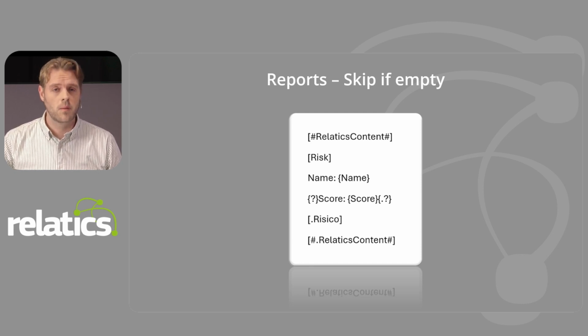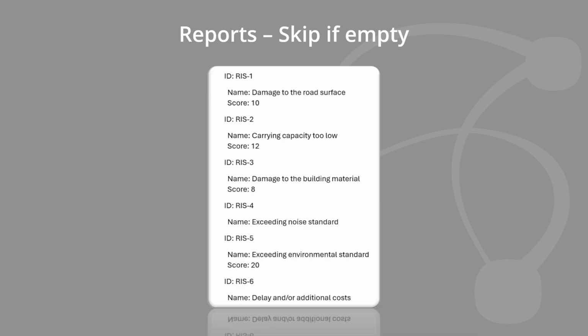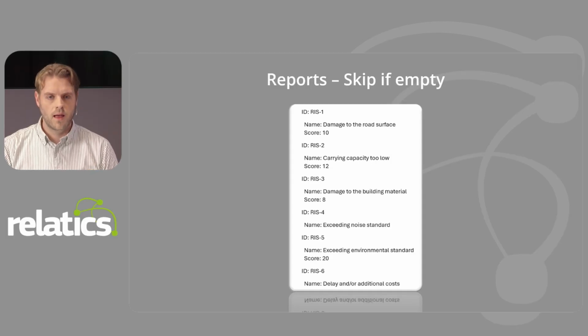What this new feature, skip if empty, allows you to do is it allows you to add the question mark prefix to the text to make sure that this text is not a part of the output when the risk doesn't have a score, which would result in this report. As you can see, risks 1, 2, and 3 have their name and their score in the report, but then for risk 4, you see the name and you see the idea, but the score has been left out, and the same goes for risk 6. And you can use this on any text you've added to your Relatics report.